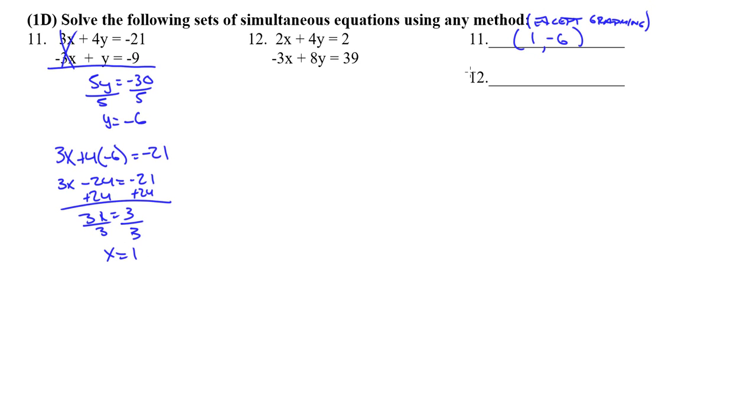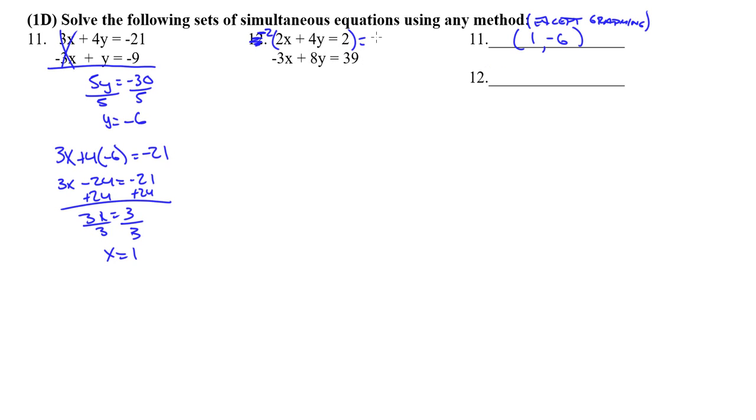Good? Okay. And then this one over here, the 2 and the negative 3 aren't going to really work together very well, but the 4 and the 8 work together a little nicer. I always look at the bigger of the two, the larger of the numbers, regardless of sign. 8, and I say, okay, I want this one up here to be the opposite of 8, which would be negative 8. So if I multiply all this by negative 2, then I'm going to end up getting a negative 8y, and if I add it to this one, then the y's will cancel out.